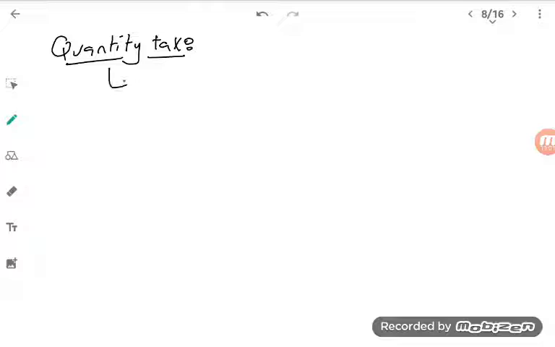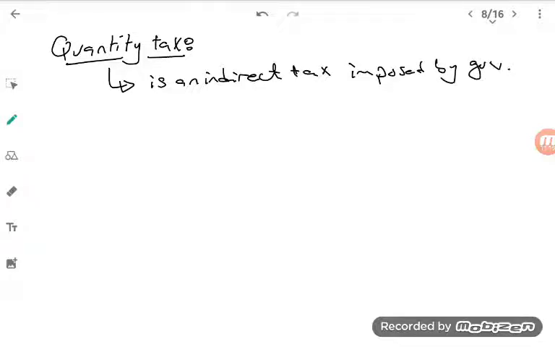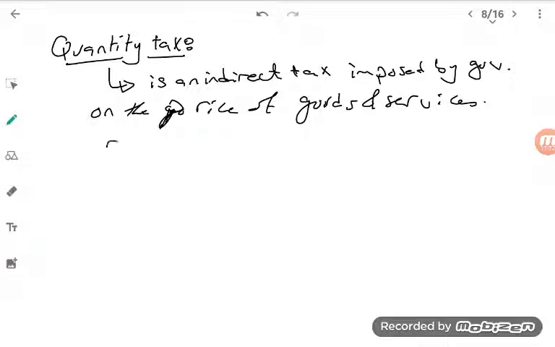Quantity tax is an indirect tax imposed by the government on the price of goods and services, just like value-added tax. The government can impose taxes on the producers or on the consumers. So what is the impact of imposing tax on the consumers?